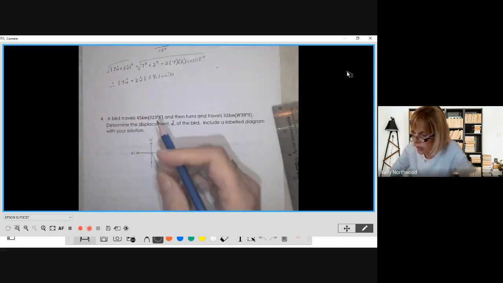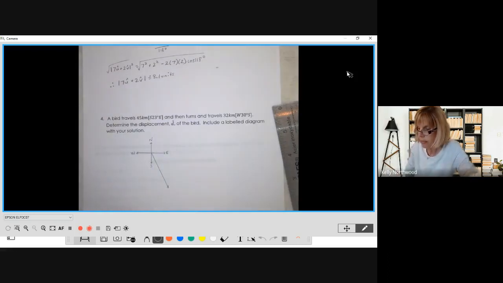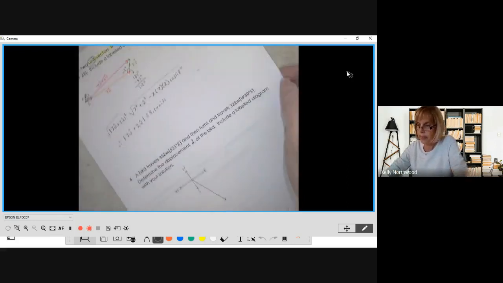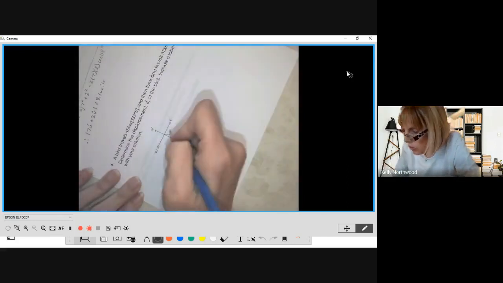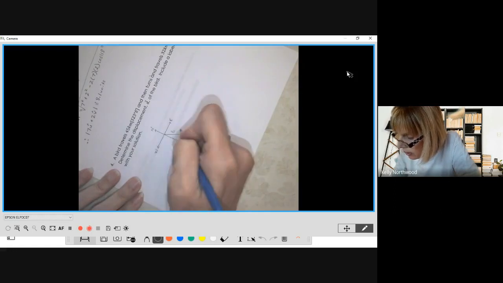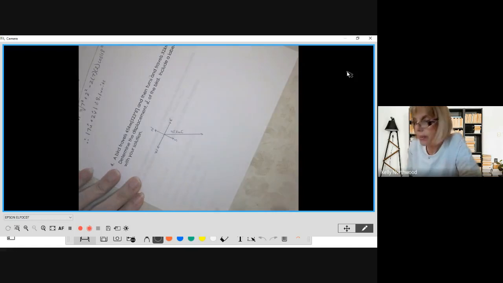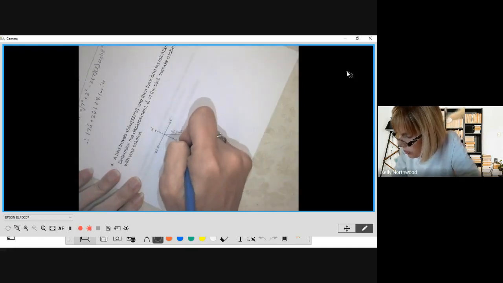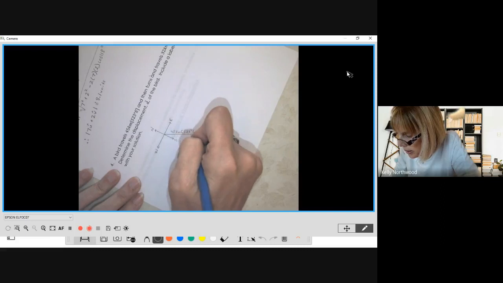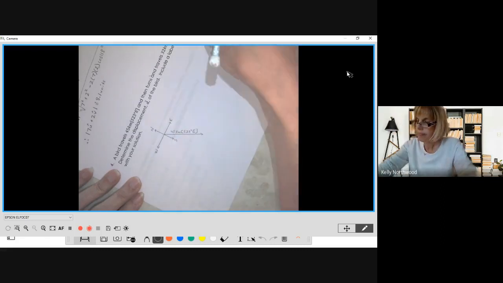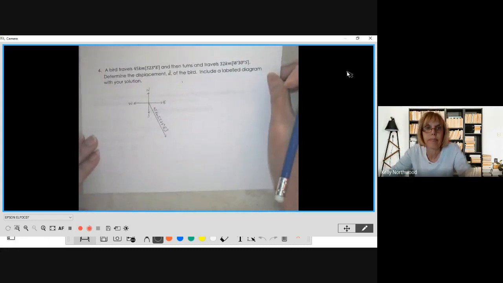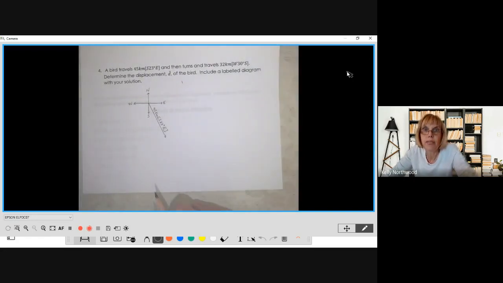And that'll be my vector. And then I want to label it. So I'm going to turn my paper sideways to label this vector. So this vector I've drawn is 45 kilometers. And then in square brackets, I put the direction. South, 23 degrees east. And then it turns and travels 32 kilometers west, 30 degrees south.